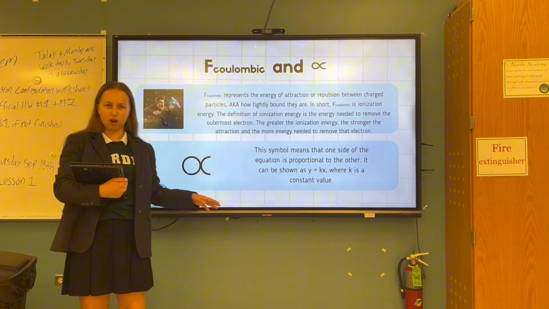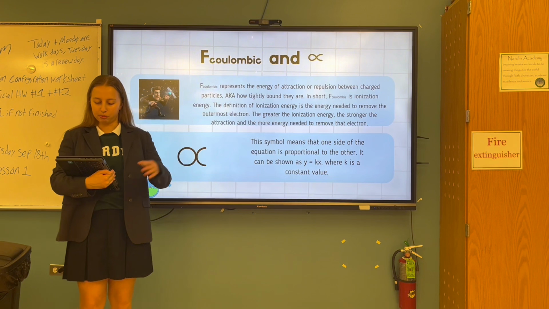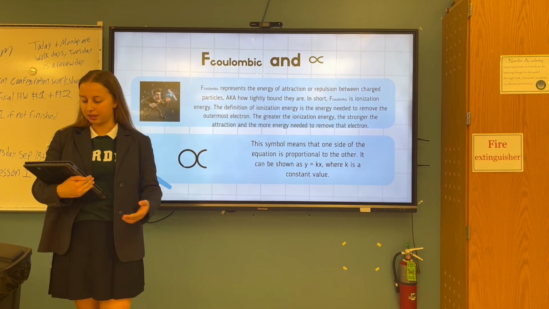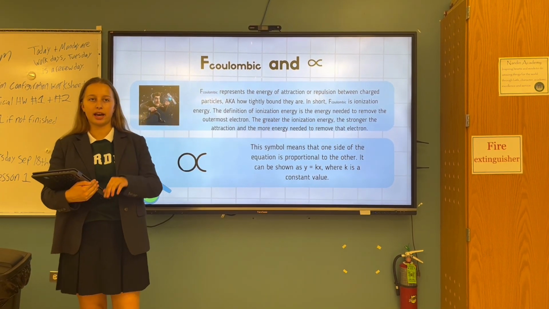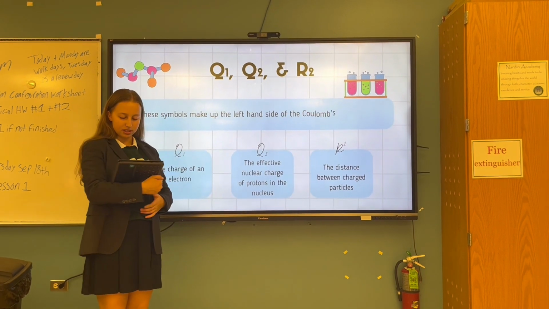Now, what about that weird open-ended infinity sign in the middle there? That just means that one side of the equation is proportional to the other side. If one side increases, the other will increase proportionally. If you want to think about it in equation form, you can think of it as y equals kx, where k is a constant.